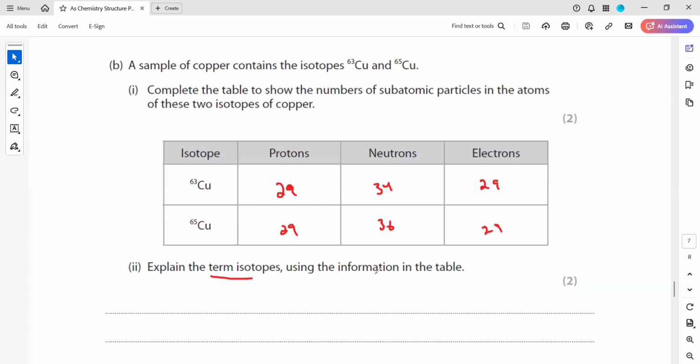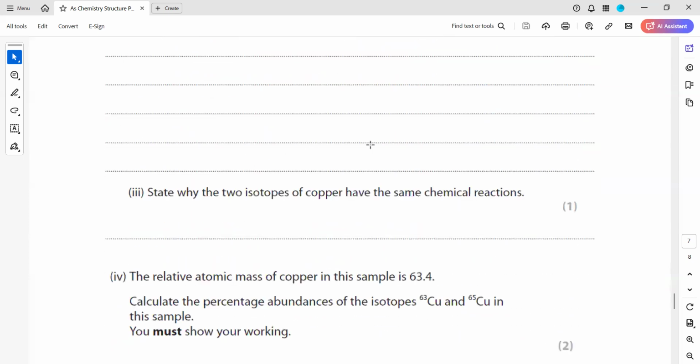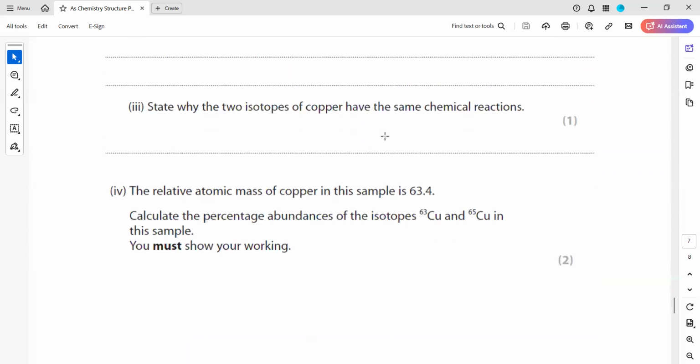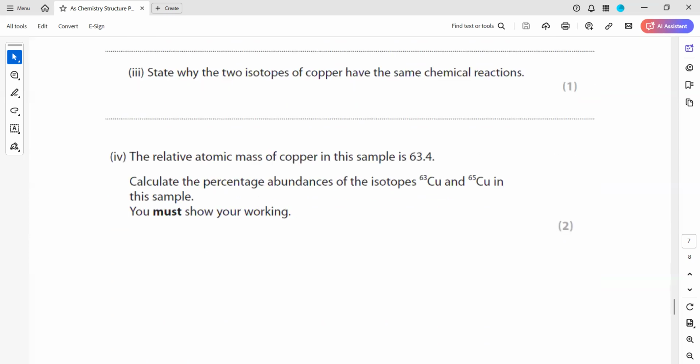Explain the term isotope using the information in the table. The term isotope means they have the same number of protons but a different number of neutrons. That's how we define the term isotope. State why two isotopes of copper have the same chemical properties. The chemical properties depend on the number of electrons in the last shell. So you will say that the two isotopes have the same number of electrons in the last shell, or the same electronic configuration. That's why they have the same chemical properties.